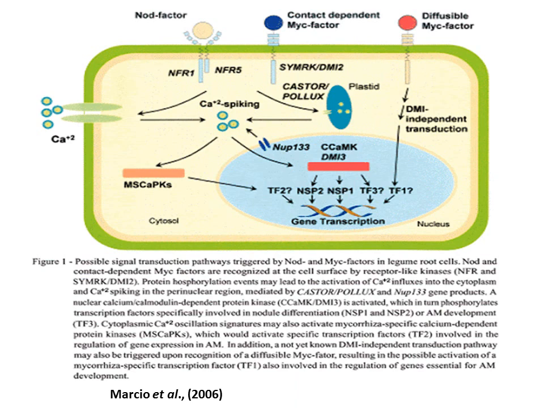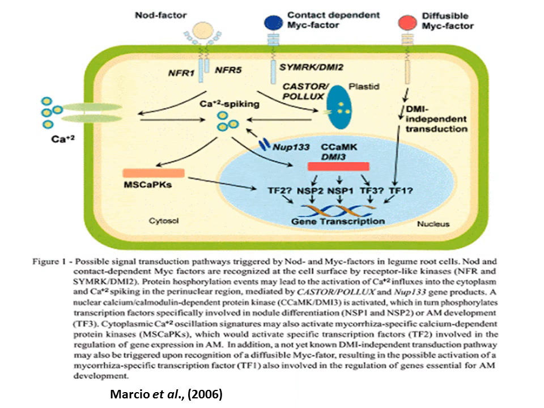If you concentrate on this particular image, you can see the nod factor recognized by the receptors present on the host cells. These receptor-like kinases are involved in the recognition of the proper nod factor. Once the nod factor has been recognized by the host, early nodulation events happen.